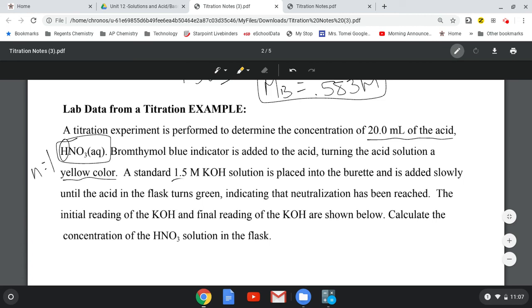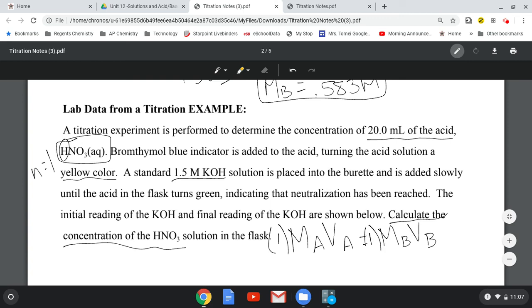A standard 1.5 molar potassium hydroxide solution, so there's our base, is placed into the burette and is added slowly until the acid in the flask turns green, indicating that neutralization has been reached. The initial reading of the potassium hydroxide and final reading of the potassium hydroxide are shown below. Calculate the concentration of the nitric acid. So we're going to be calculating MA. So if we look at our equation first, okay, N is 1 on both sides. And we're looking for this. So we have to solve for the concentration of our acid.